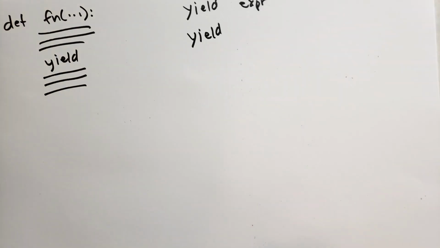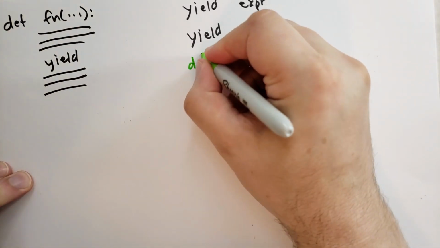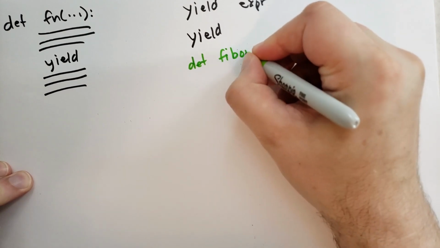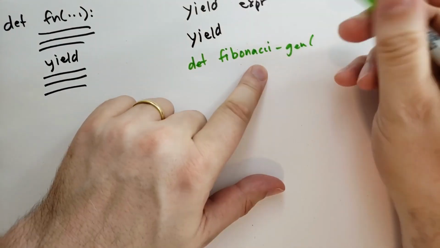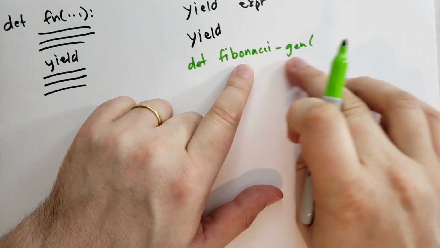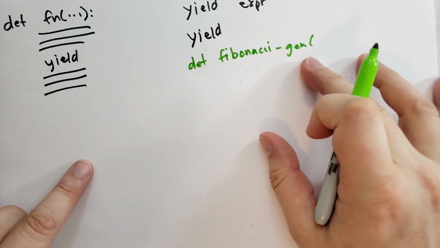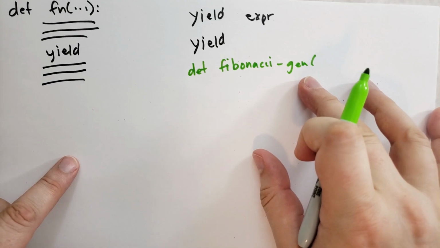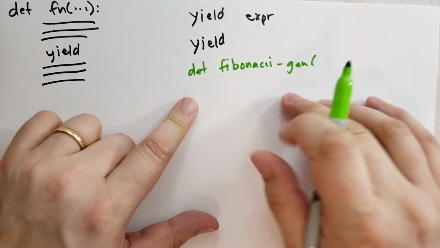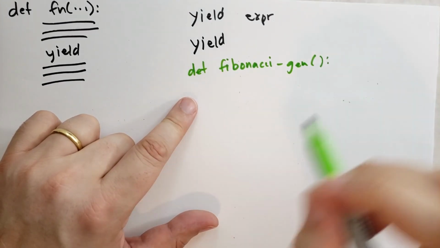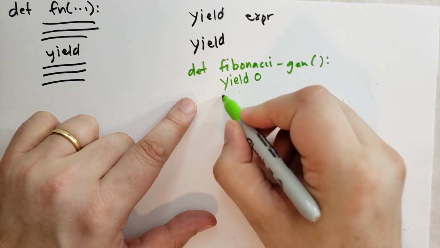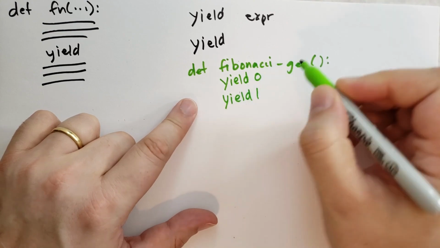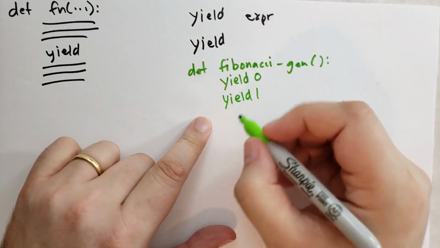Let's write a Fibonacci generator. I like to call my generators with the gen at the end to remind myself that these are generators. These are not functions that return values. So the Fibonacci generator doesn't require any arguments. The first item in the sequence is 0, and the second item is 1. So we'll yield that and yield that.